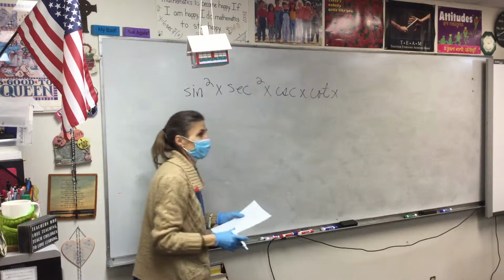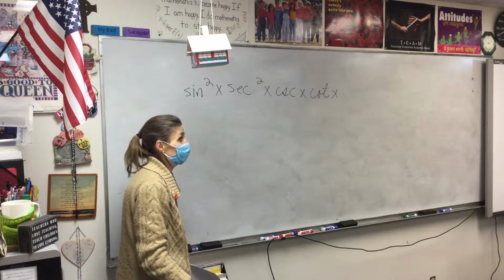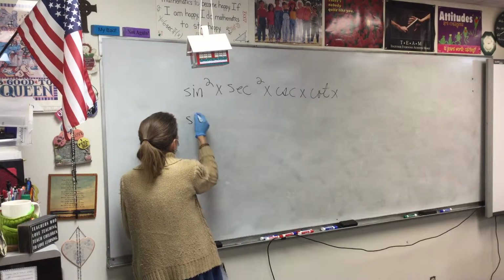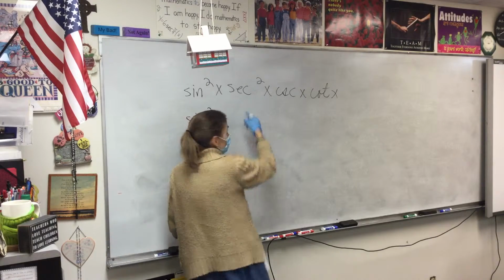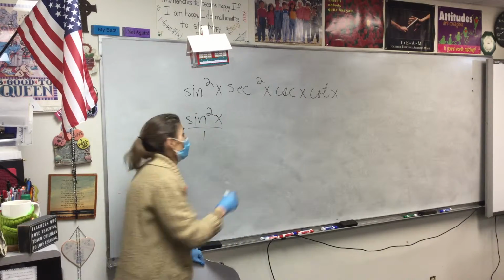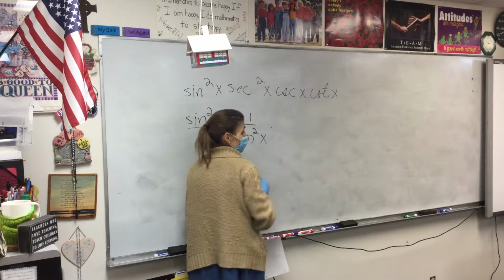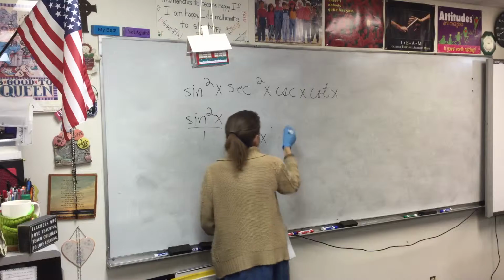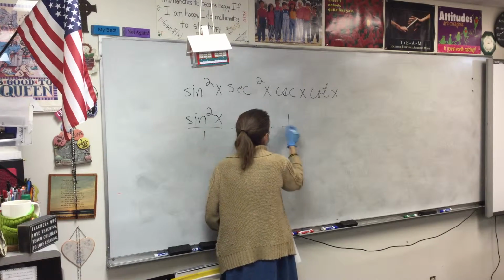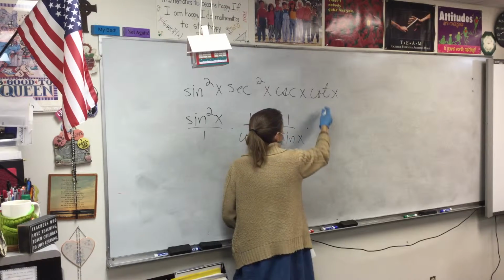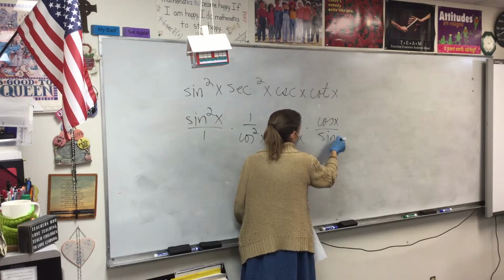So how do we start? Change. Leave the sign alone. We don't change signs. Change secant squared into what? 1 over cosine squared. How about cosecant? Cosecant. 1 over sine. And cotangent. Cosine over sine.